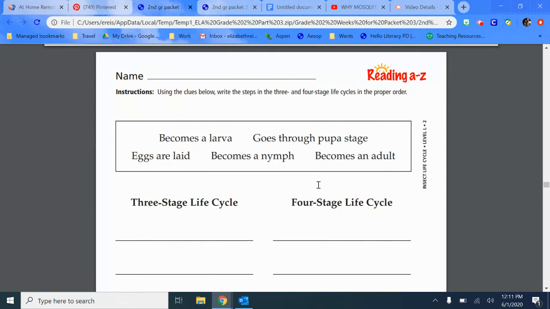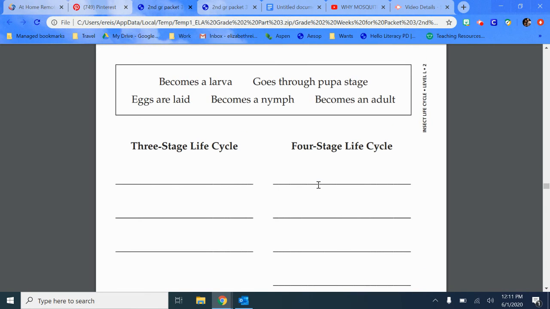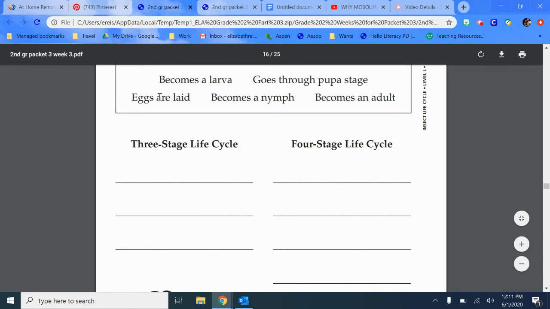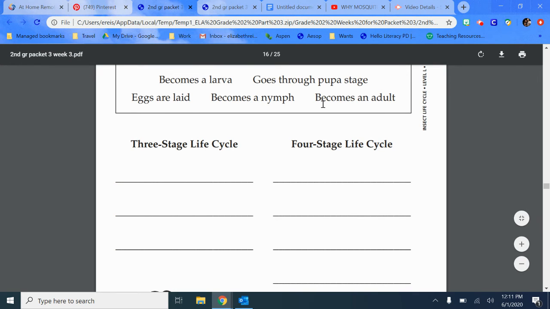Okay, so your next job is going to be to write the steps in a 3 and 4 stage life cycle in the proper order. So this is a 3 stage, this is a 4 stage. So you're going to use this word bank here to write the stages in the correct columns. You're going to use them more than once, so don't cross them out. These are just all of the ones that you're going to use.